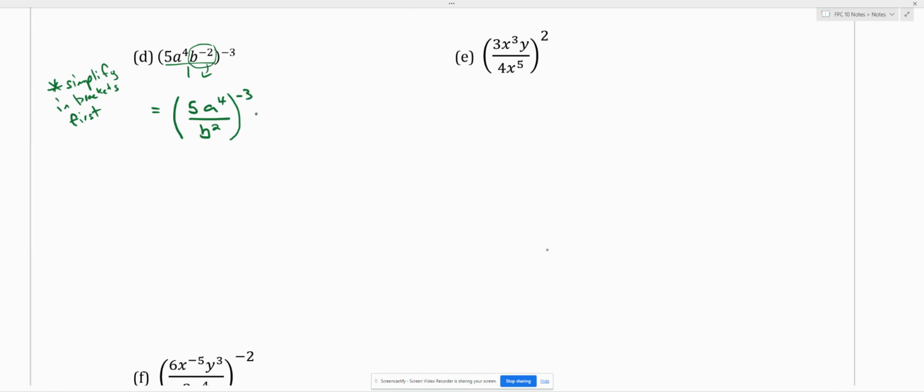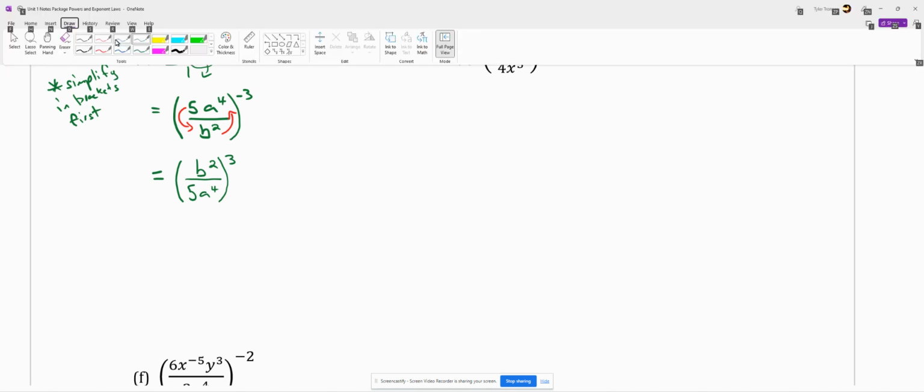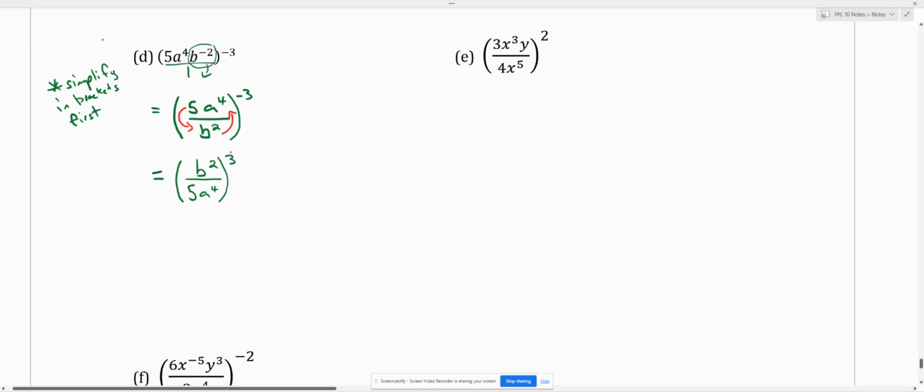Now I'm going to get rid of my negative on the outside, which means I have to flip this whole fraction. So this piece is going to go up, this piece is going to go down, and now I get a new fraction where the b squared's up top, the 5a to the 4 is on the bottom, and that's all being raised now to the +3. And finally, we can do our last step here, which is bring this 3 inside.